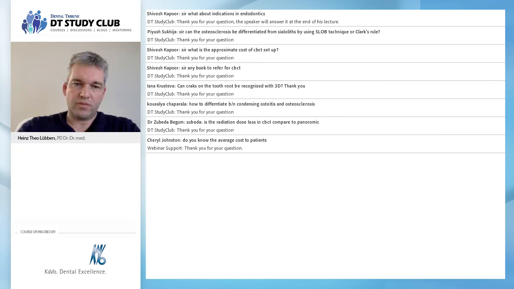What is the approximate cost of a CBCT setup? That's the third question. That's difficult for me to answer because it depends on so many questions. What company do you choose? What's your field of view? What do you want for a cone beam CT? Probably which country you live in.